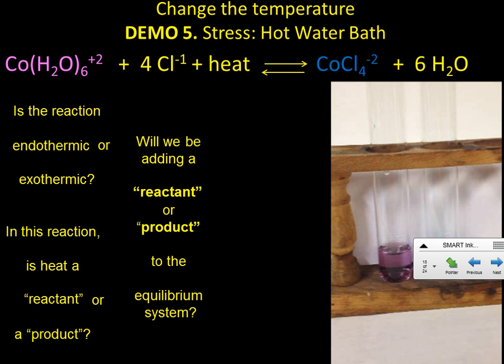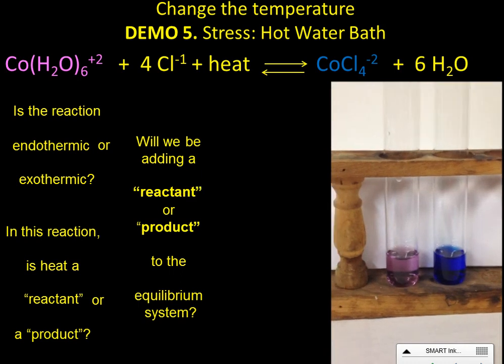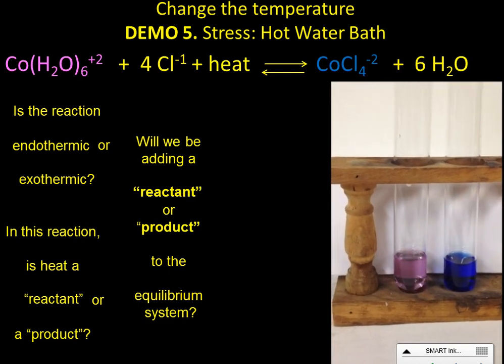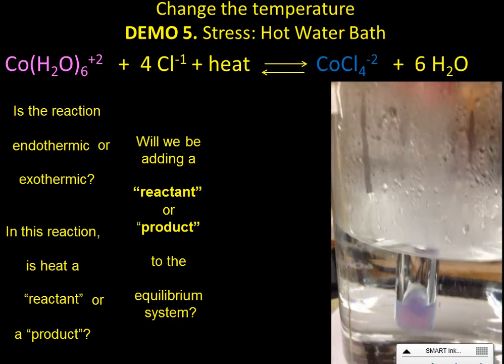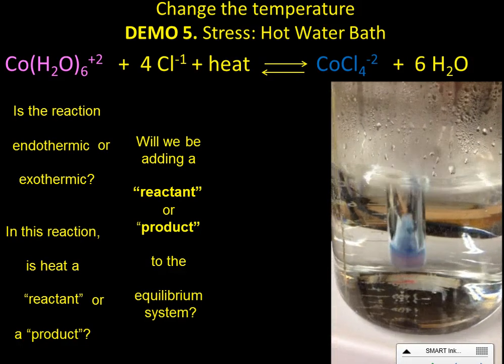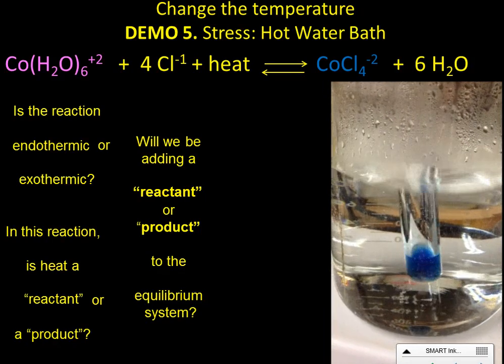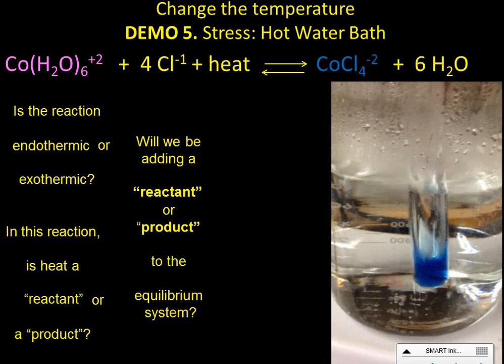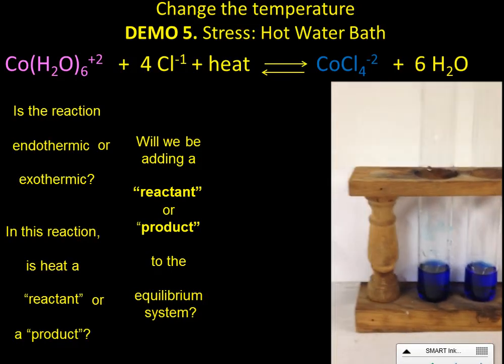So when we heat the equilibrium, what we are really doing is adding a reactant. All right, so let's take a look at the video and see what happens. So adding a reactant means the pink solution should turn blue. And you can see here the equilibrium system is being put into a beaker of hot water, and almost immediately it turns blue. So we do see that adding heat in this particular equilibrium system, because heat is on the left side, we're adding a reactant which causes the equilibrium to shift to the right.